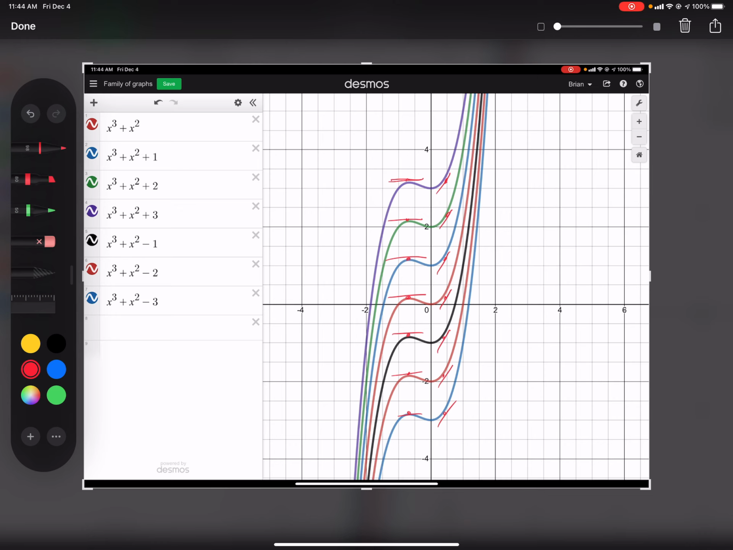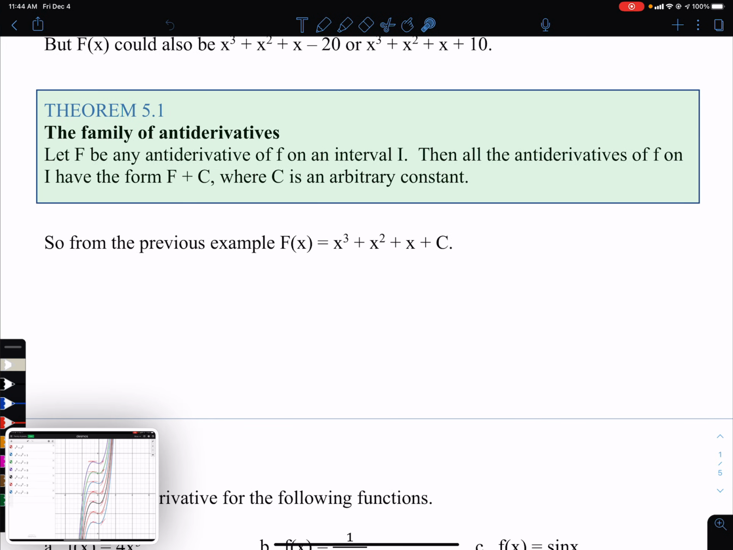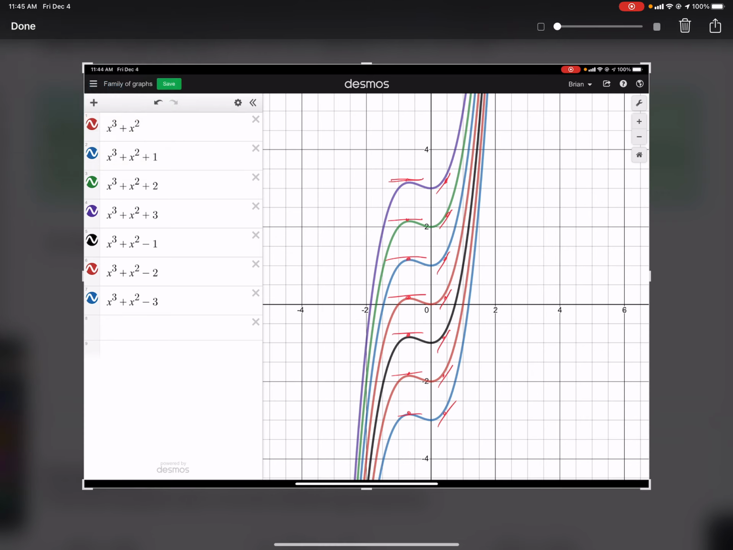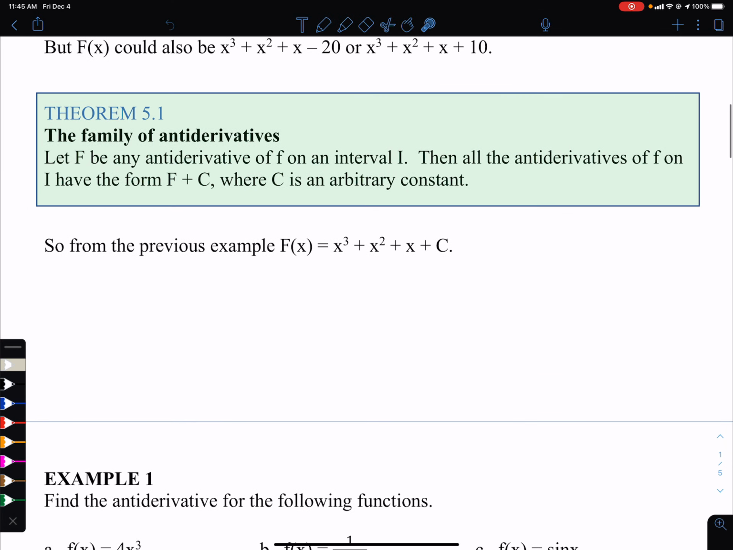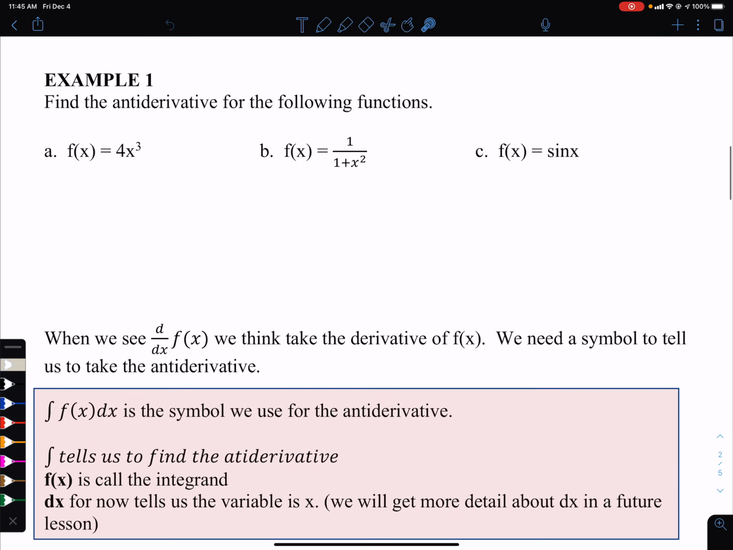And so that's kind of the concept that's going on here. The derivatives of all those are the same. Let me delete this. And so you end up with a family of antiderivatives, and they all work. And so that's why we always put a plus c when we take an antiderivative. Okay? So here's some examples, and go ahead and pause this video and see if you can figure these out.